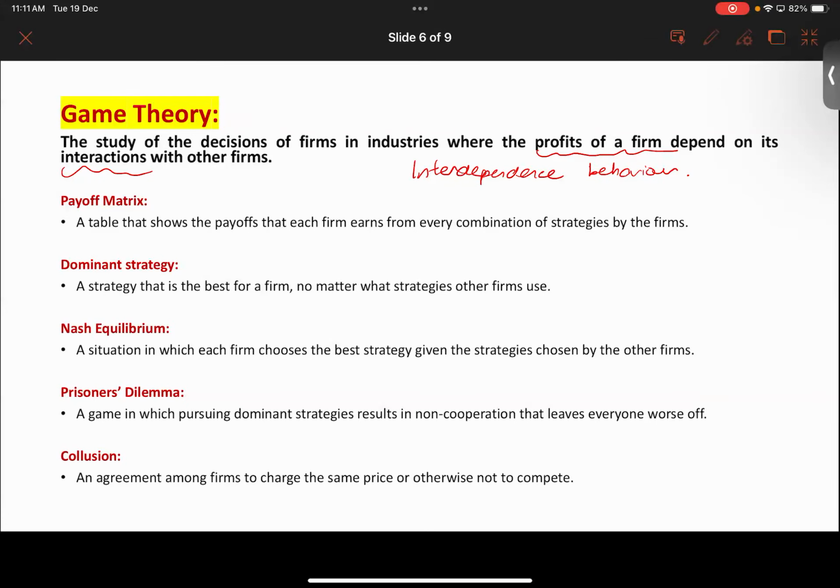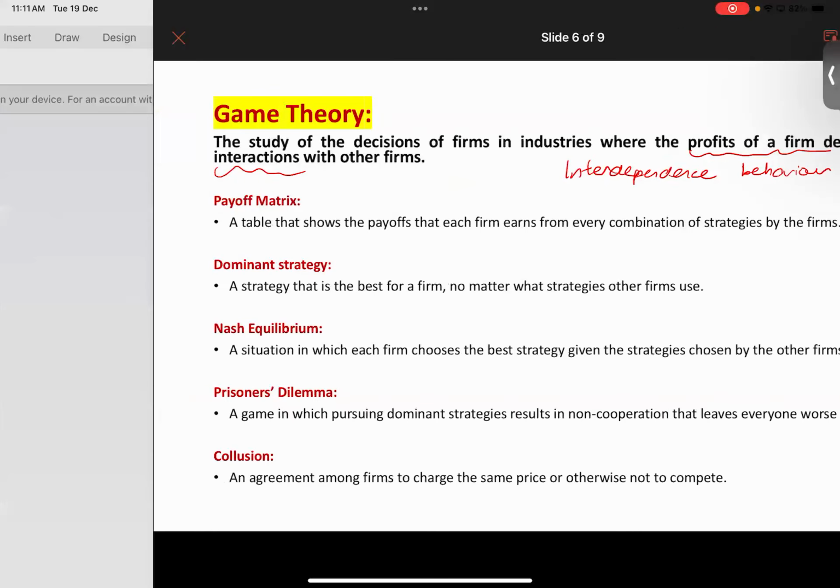Let me just close this. Oh, it's okay, I use this one. Okay, I use the.